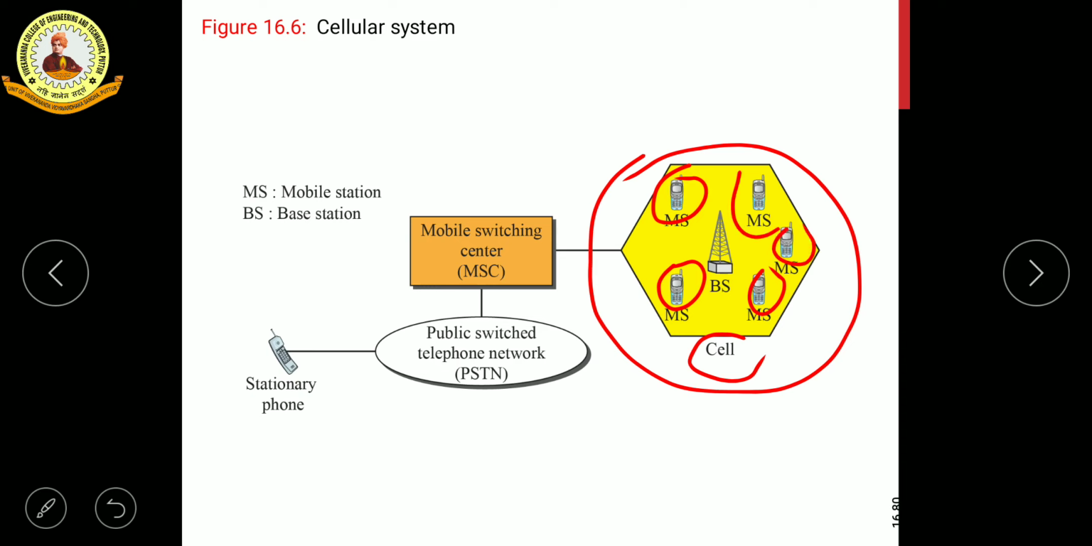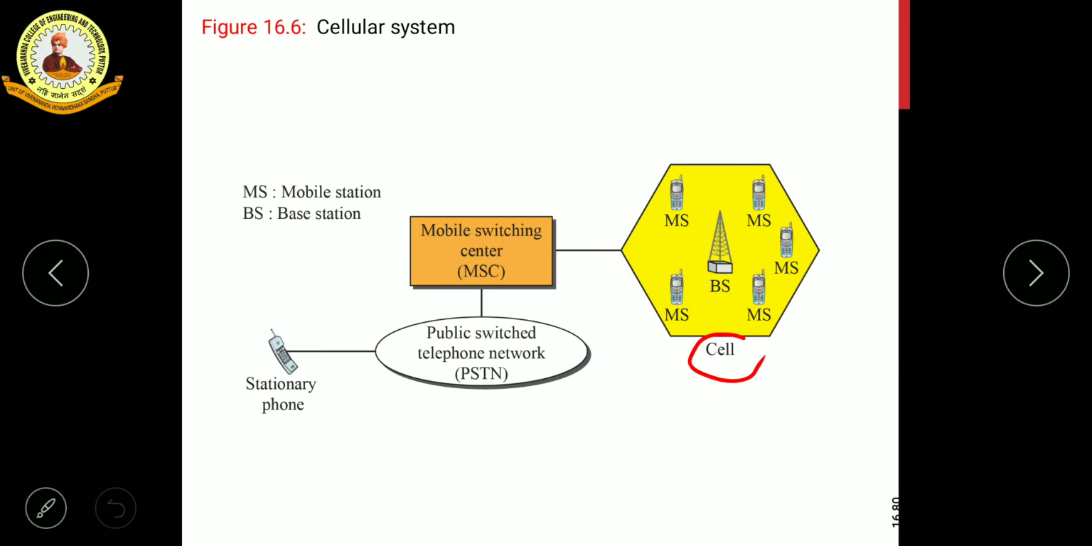Okay, so some 1,000 or 10,000 users will be connected to a base station. Think like that. For your analogy, 10,000 users may be connected to a base station. Users means mobile stations, MS. MS are users, BS is the base station, and this is the cell area, the cellular service area. So these mobile stations are connected to a base station.